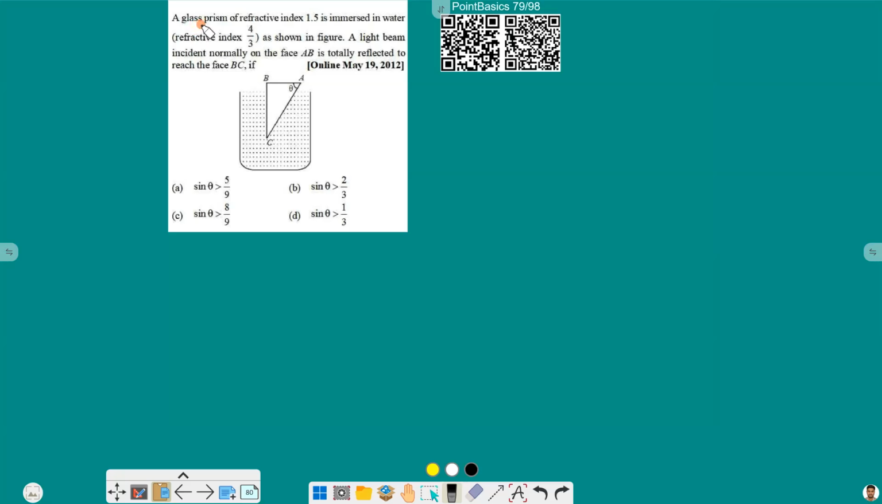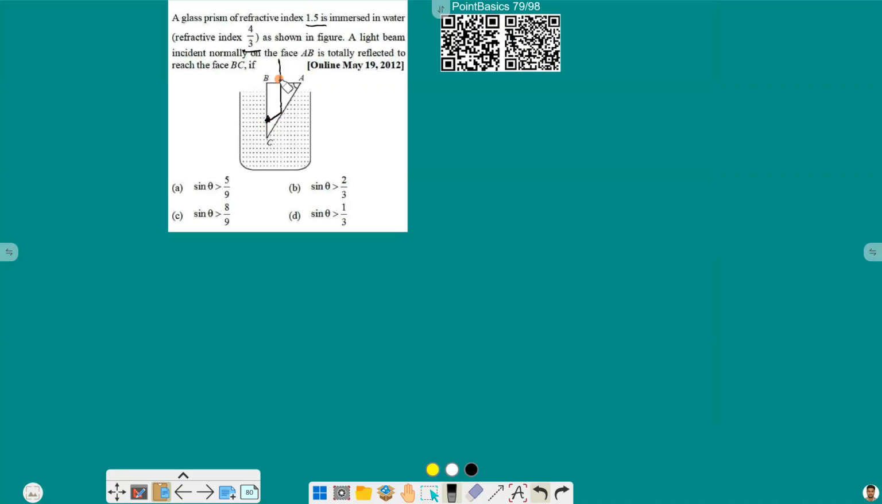Now a glass prism of refractive index 1.5 is immersed in water of refractive index 4 by 3 as shown in the figure. A light beam incident normally on the face AB is totally reflected to reach BC. So it is incident on the AB face and gets totally reflected to reach BC. So the path of light will be like this. Light will go like this and it will then be totally reflected to reach face BC.